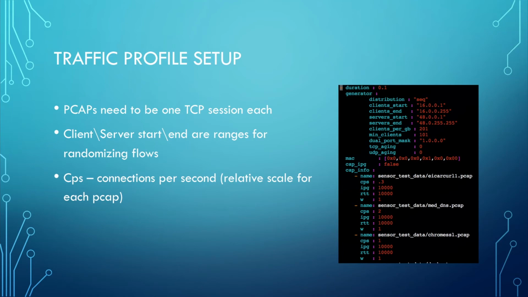Next up is the traffic profile setup. There are a few different things here. You've got one entry for each PCAP. You also have the ability to set the client and server ranges that you want the packets to attempt to originate from and return from. And then finally, there's one other setting in here that matters, and that's CPS, connections per second. If you have a bunch of different PCAPs and you want to weight them differently, like I'm doing here, then that is how you set the effective weight relative to the other PCAPs in the traffic profile.